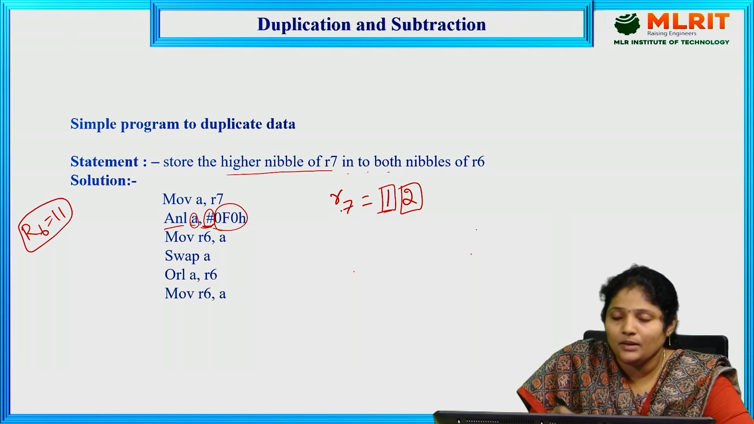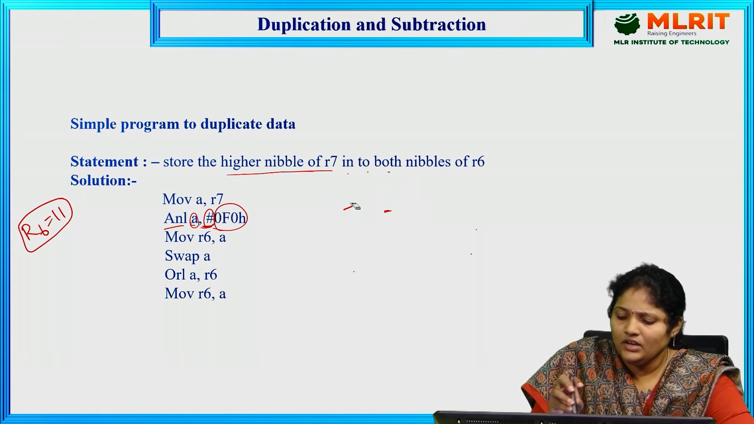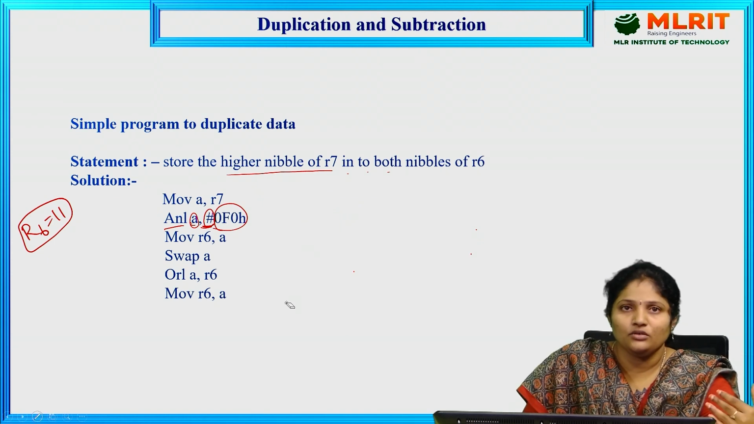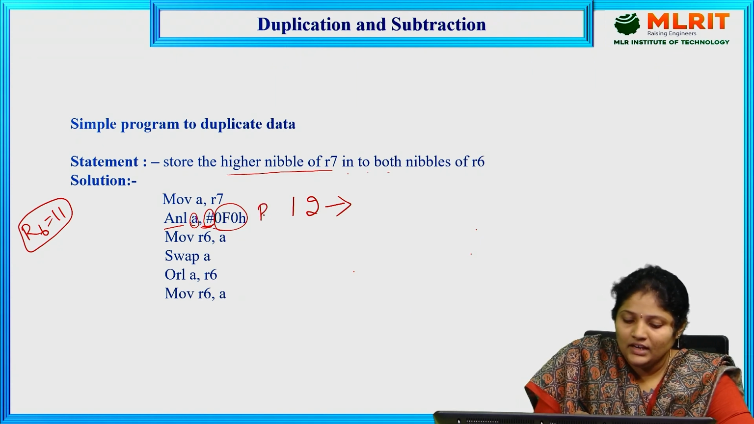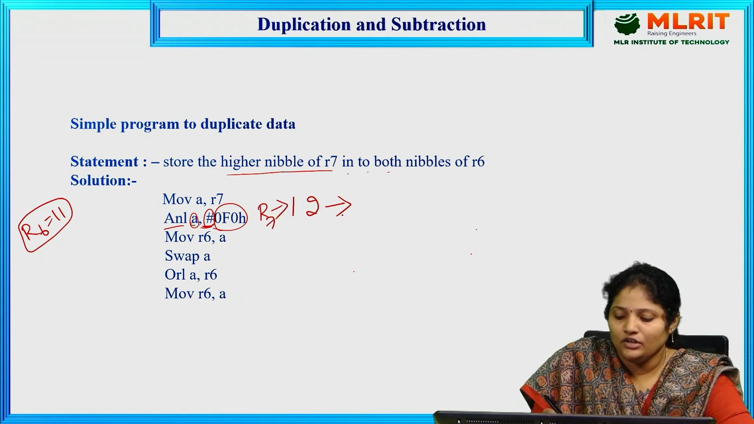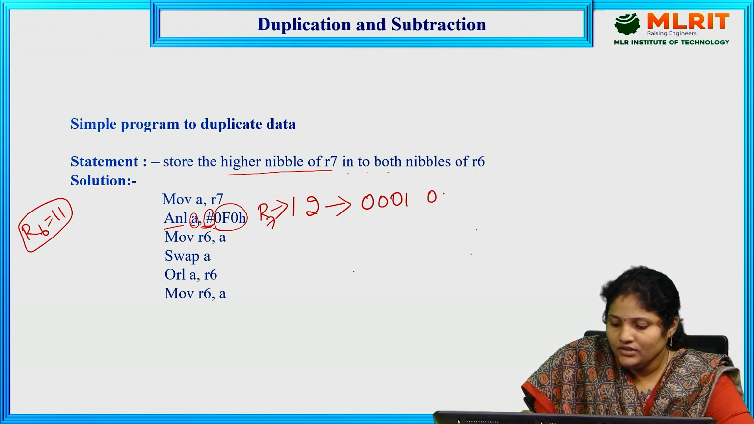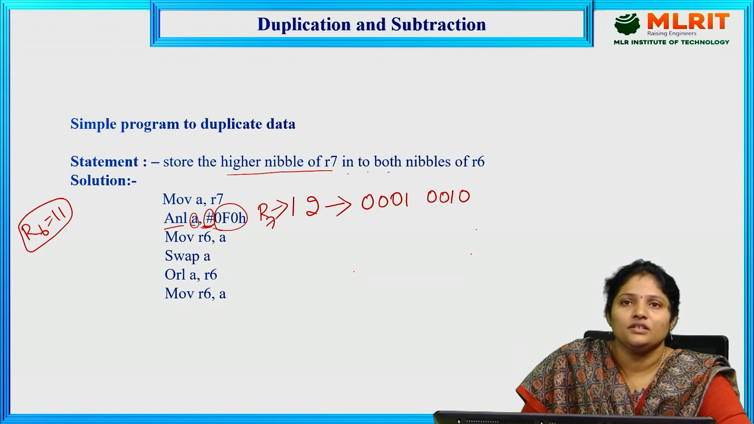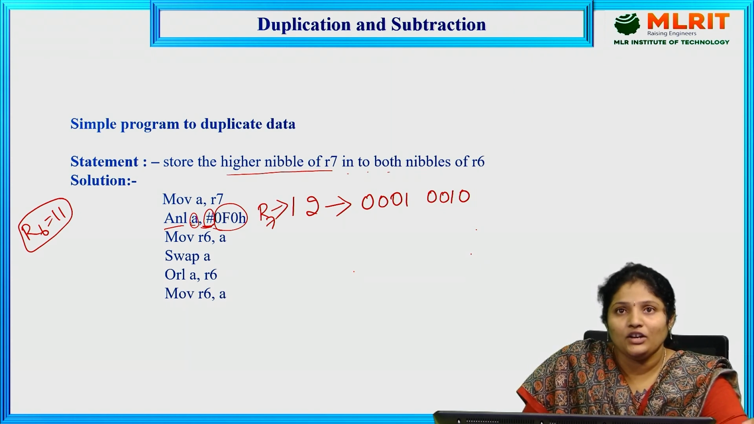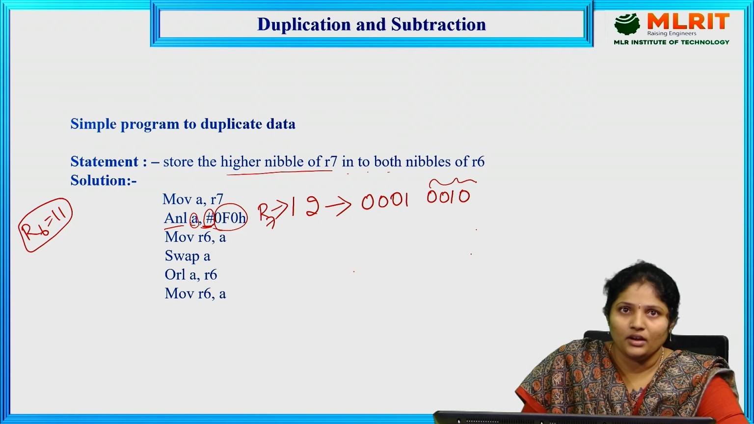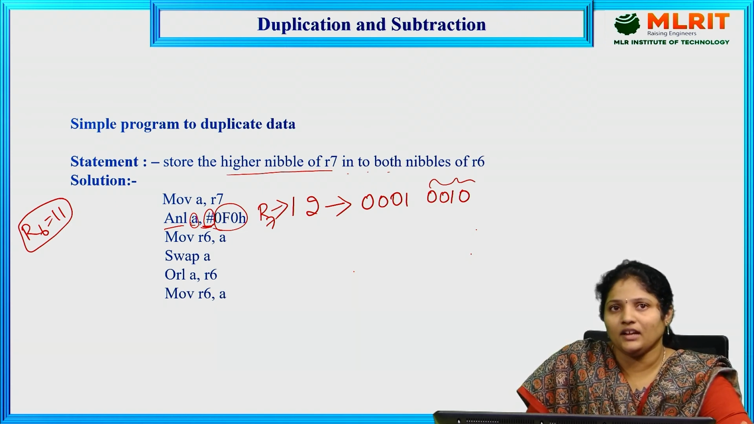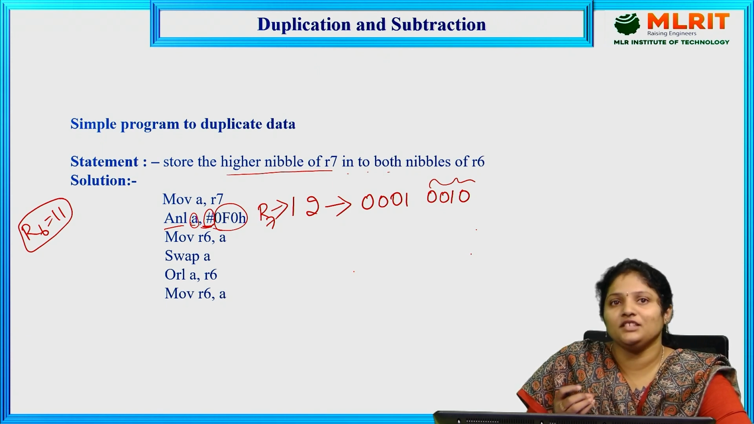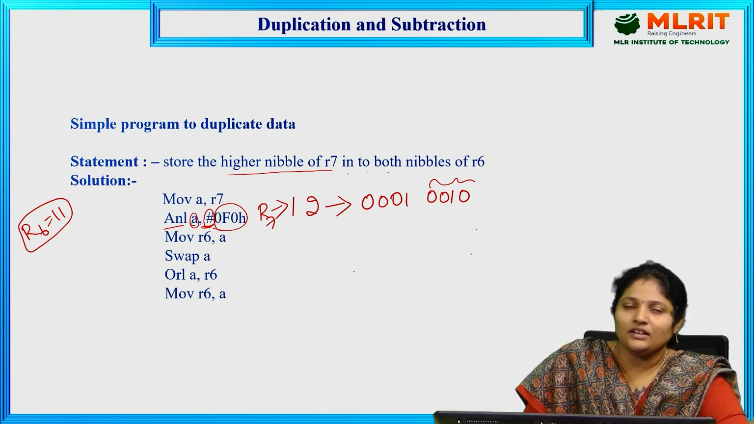Let's see. The data present in R7 is 1, 2, right? To perform the AND operation, and to understand it, I am converting it into binary format. So 1 is converted into 0001 and 2 is converted into 0010. Now I need to perform the AND operation so that I eliminate this lower nibble. How do we eliminate it? If you want to eliminate the data, you can perform an AND operation between 0 and the actual data, so that the data will vanish.